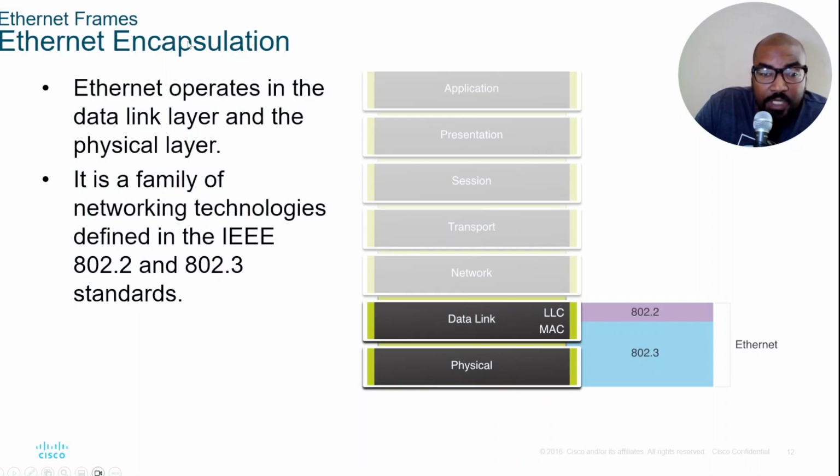So, Ethernet encapsulation. Ethernet operates in the data link layer and the physical layer, layers 1 and 2. These are the standards, 802.3 and 802.2. It's a family of networking technologies identified by the IEEE standards. This is that Ethernet that comes in at layer 1, layer 2, right before it gets to layer 3. This is that encapsulation method here.